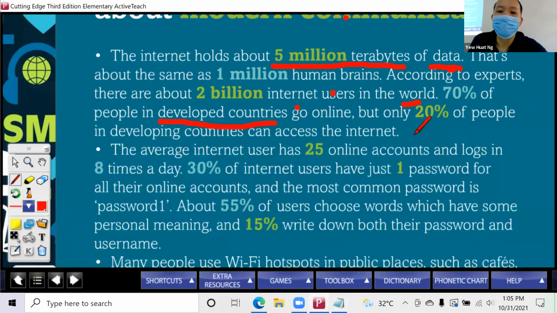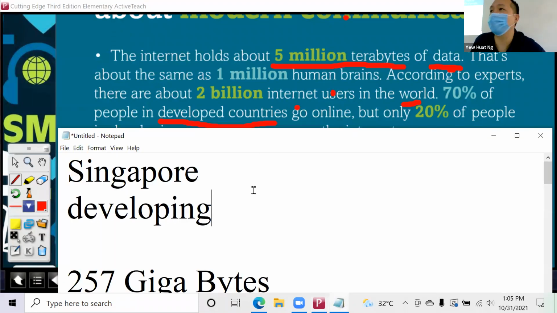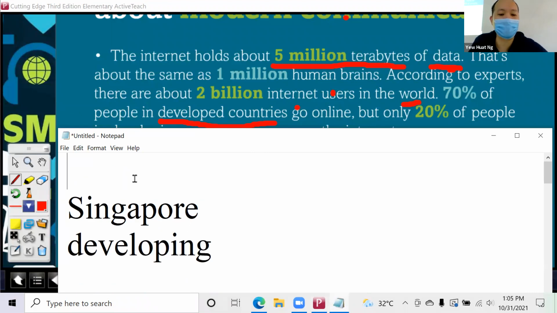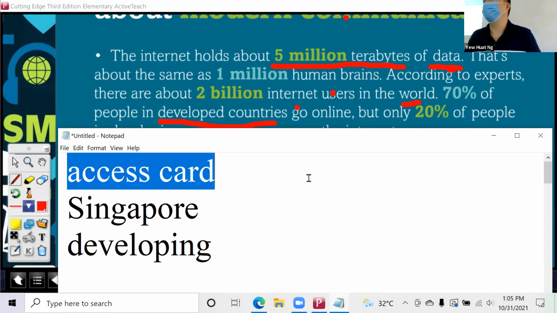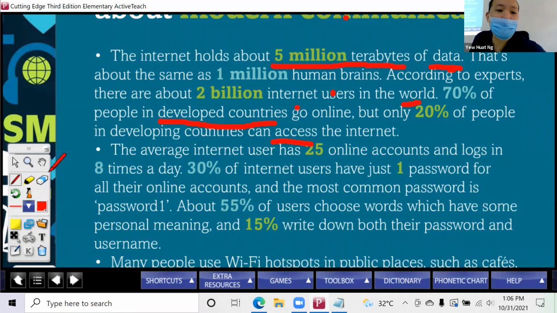Again, Shanghai, Beijing, Chongqing, more developed than Singapore. But then you have places like Xinjiang and Heilongjiang, wow, it's not developed at all. So the good thing about being a small country. But only 20% of people in developing countries can access the internet. Access means to use. Clear? Like if you work in some companies, or you live in a condominium, they have an access card, right? You have a card, then you go, boop, then you can go in. That is called an access card. If you don't have that card, you cannot go. Access means to go in, access means to use. Okay, let's go.